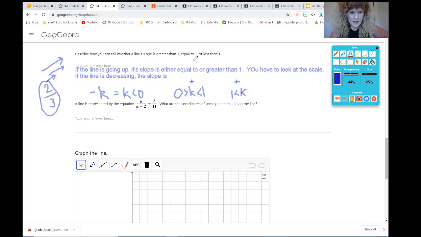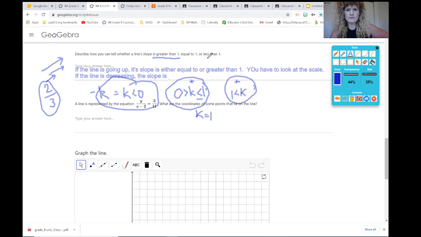So that's what they're saying here. I wasn't thinking about it the first time I read it. If a slope's line is greater than 1, then you have this scenario. If a slope's line is equal to 1, k equals 1. Okay, it's a positive number. That could be here. It's equal to 1. And then less than 1, that could be this scenario as well. It could be less than 1 or it could be negative.